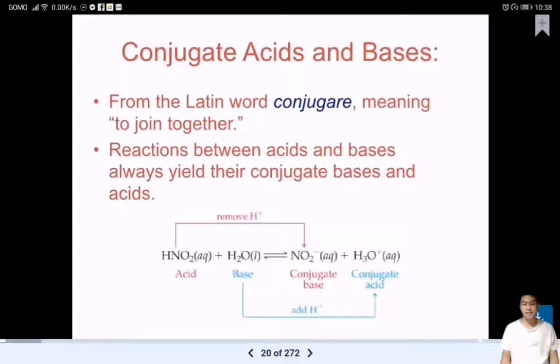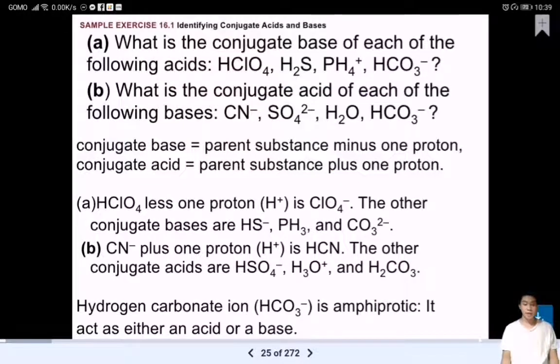So, conjugate acids and bases. From the Latin word conjugare, meaning to join together. Reactions between acids and bases always yield their conjugate bases and acids. So, a sample exercise: identifying conjugate acids and bases. What is the conjugate base of each of the following acids? HClO4, H2S, PH4+, HCO3-.